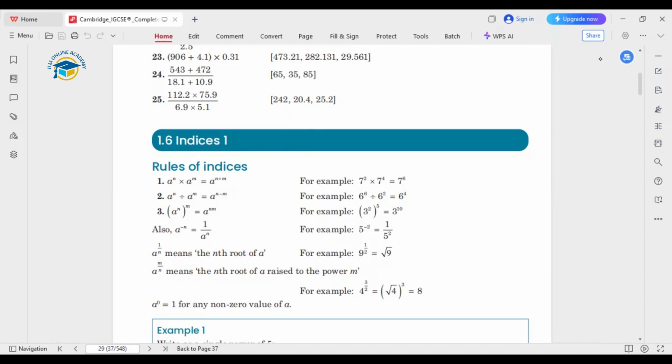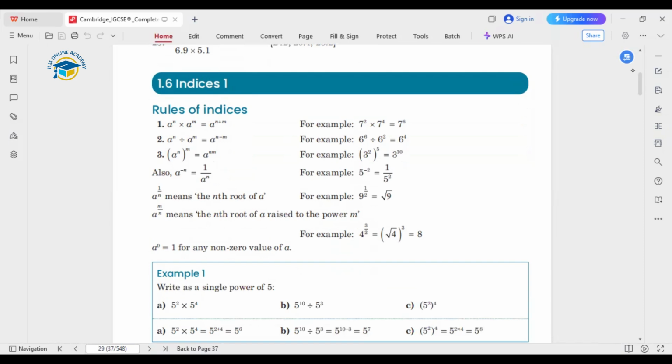So there are some rules that we need to use before going on to this exercise. So rule 1 for the indices: indices is the plural of the word index, and that means power. If we have some numbers or variables that have powers, how do we need to deal with them? So there are some rules.